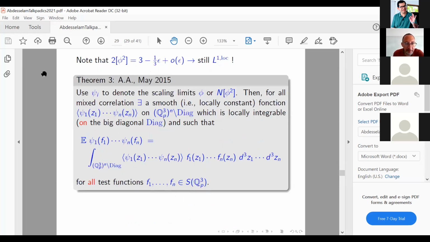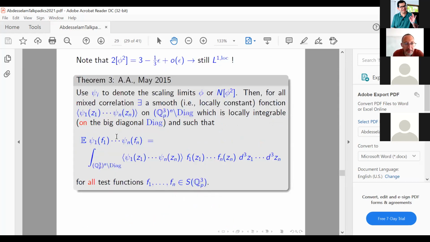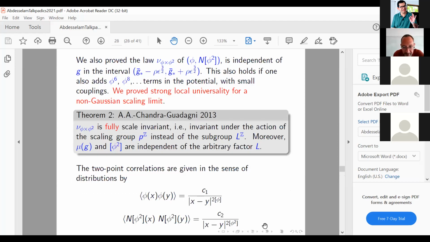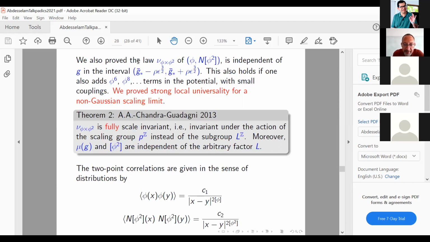Finally, note that from this precise estimate of what the scaling dimension of the square field is, it tells you that if you look at twice the scaling dimension of the square field, so this is the power which appears here in the 2-point function of the square field, what is it? It's about 3 minus epsilon over 3. The key point is that it's less than 3. So that means that this power here is less than the dimension of space, and therefore this is locally integrable when x is close to y.